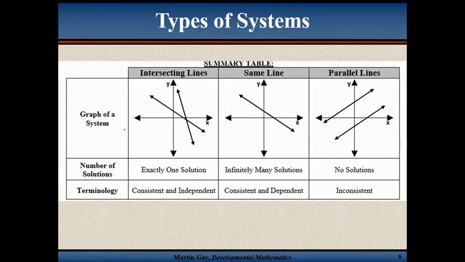Notice that in our first graph, it is of intersecting lines. So the number of solutions is exactly one, and we call this consistent and independent. Okay, if all you have is one line, in other words, it's the same line just described two different ways, this is infinitely many solutions. This is considered consistent but dependent. However, if we have parallel lines, there is no solution and it is inconsistent.